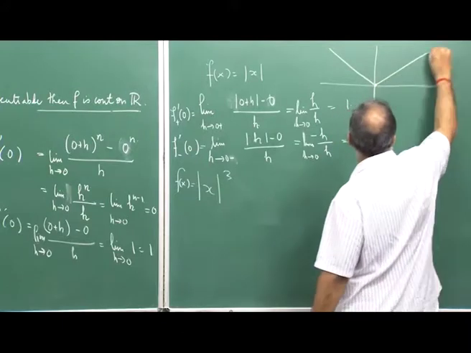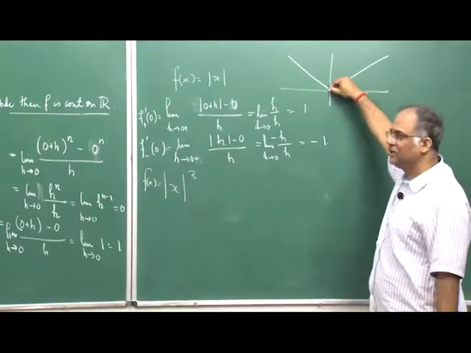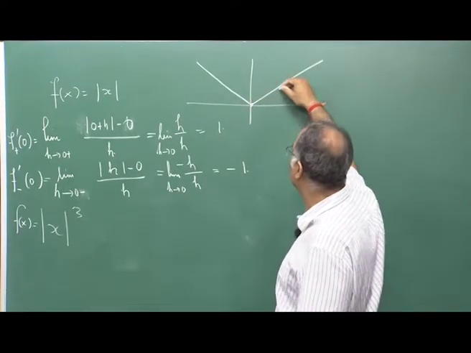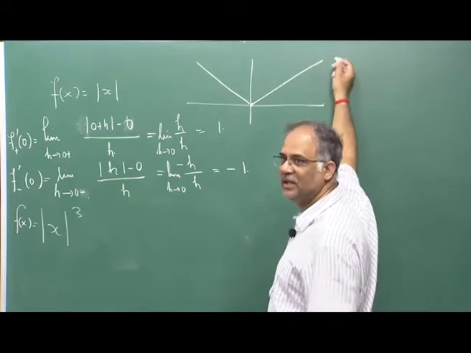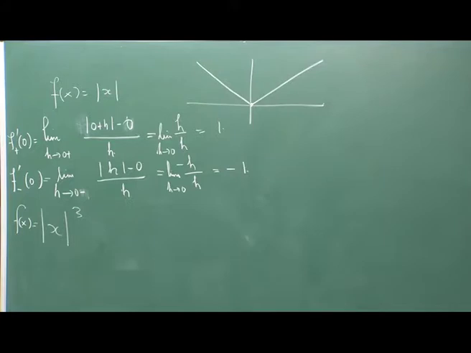Absolute value function is what? It measures the distance from 0 of any point. When you are at 0, the distance from 0 is 0. As you move away from 0, the distance keeps on increasing, and that is exactly what the function represents. The distance of a point on the number line from the origin, right.